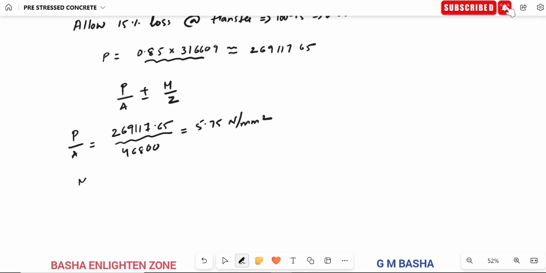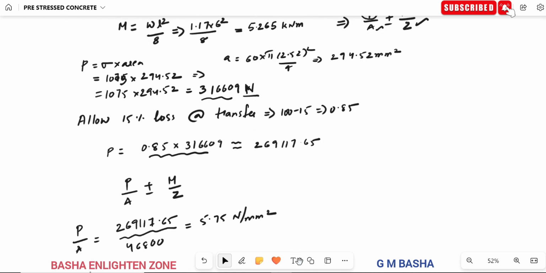And again we are going for M by Z value. So what is the value of M by Z? Here, what is the moment value? So moment will be equal to 5.265 after finding the WL square by 8. I think I showed where I found the W value here.